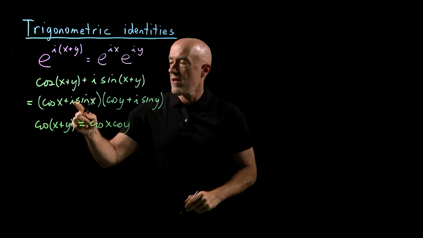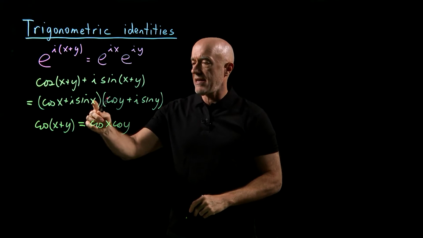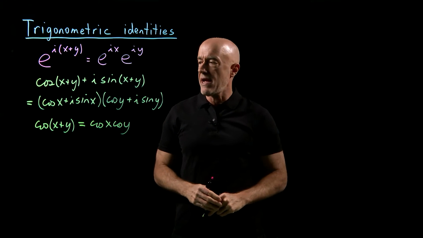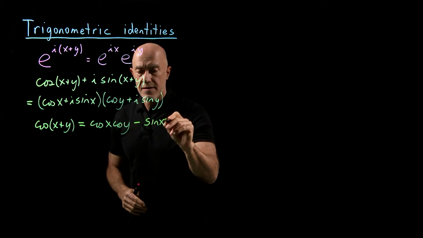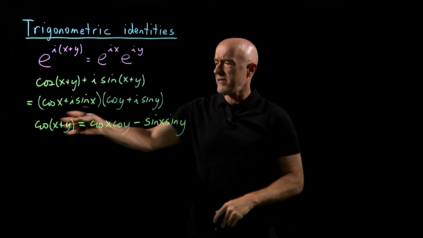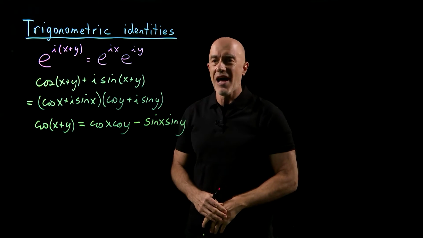And then it's not the cross term, which has an i in it, but it's i sine x times i sine y. And we get an i squared, which is minus 1. So this is net minus sine x sine y, which is the well-known addition formula for cosine. Rather easy to derive here.